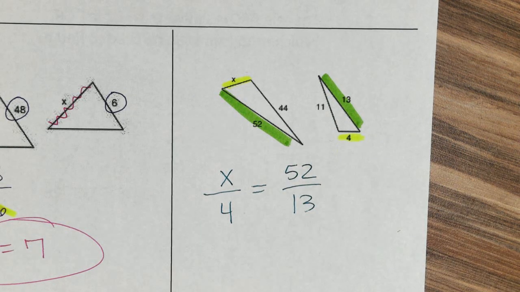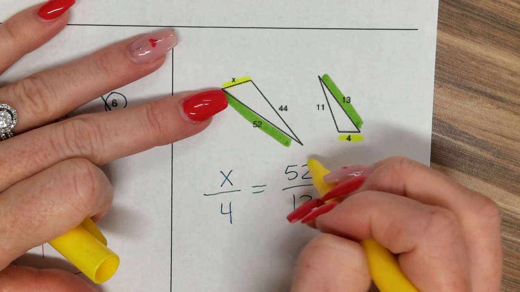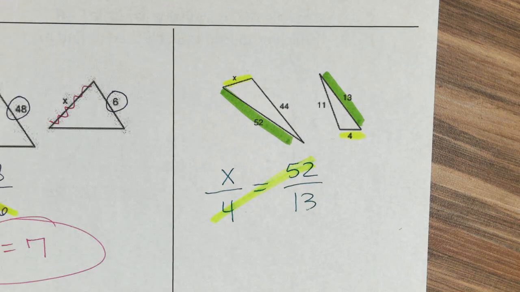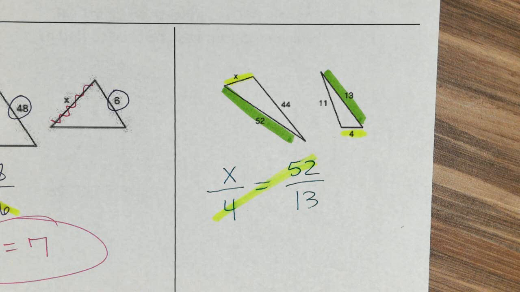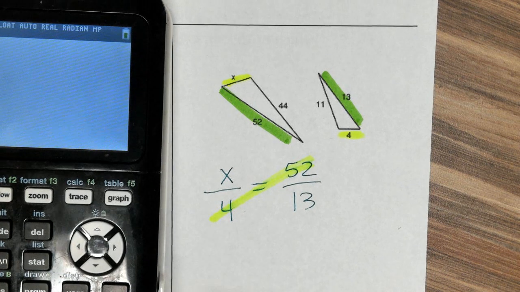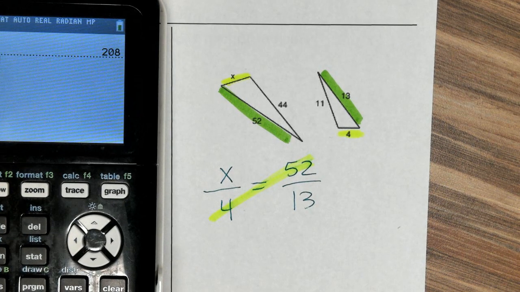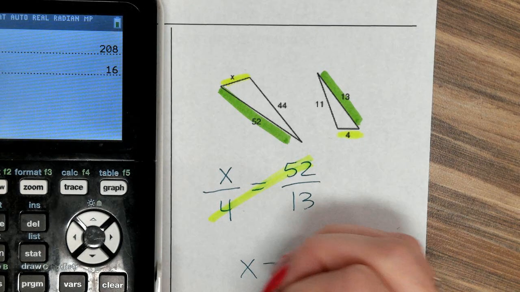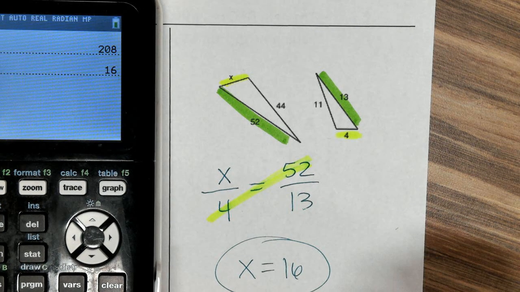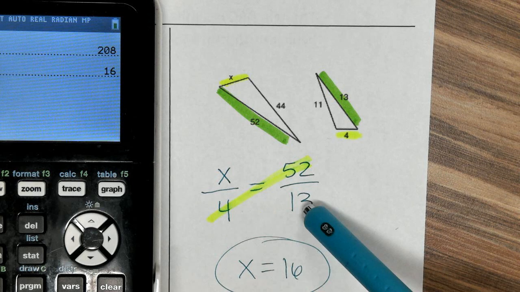Now, if you didn't do it this way, you're still okay, but you have to check when you cross multiply. Is 52 going to be multiplied by 4? If it is, then you set it up correctly. If 52 is not being multiplied by 4, then you did not set it up correctly. All right, so I'm going to do 52 by 4. And I'm going to divide by 13, which is, I got 16. 52 times 4 divided by 13.